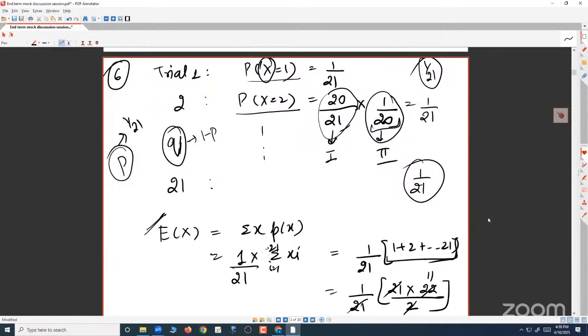It's the multiplication rule, right? The first trial into the second trial. So this is the probability of getting the wrong keys in the first trial. So that is E of x. You are telling E of x is equal to E of x into probability of x.